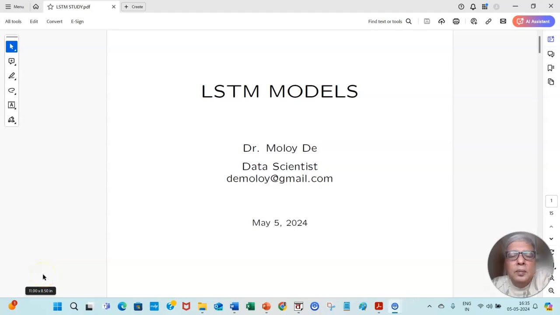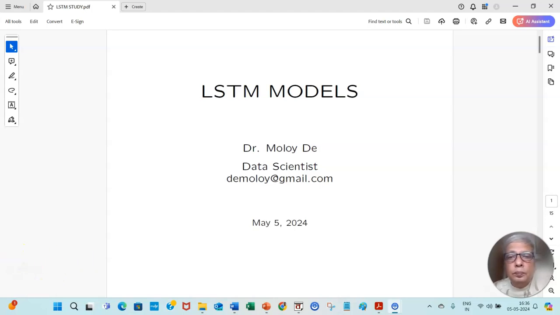Hello friends, today I'll be sharing my recent study on LSTM models, long short-term memory models. This is given to me as a prerequisite to study large language models. So I'm working on it.